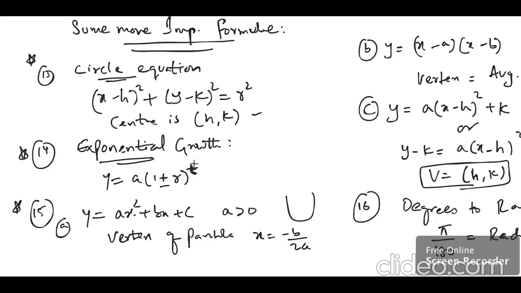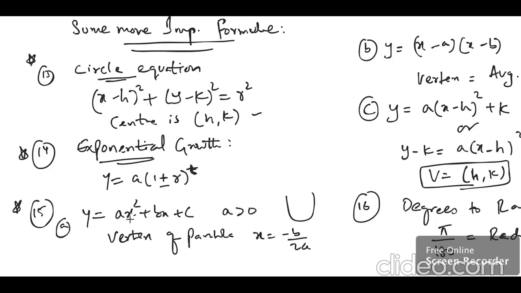Exponential growth, which is again very important: y = a(1 ± r)^t, where r is nothing but the percentage of the growth that they will give you, either increase or decrease. You have to take it as a percentage, whereas t is nothing but the number of years. Very important for this one.